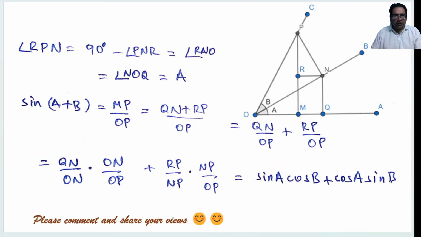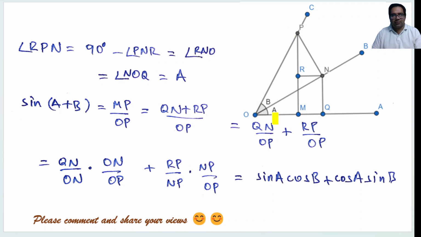Let us see how. Let us take a line OA, another line OB, and another line OC. Let's assume the first angle is A and the second angle is B. We want sin(A+B), the whole of this. If there's any point P on the line OC and we draw a perpendicular which meets at M, then sin(A+B) = PM/OP.